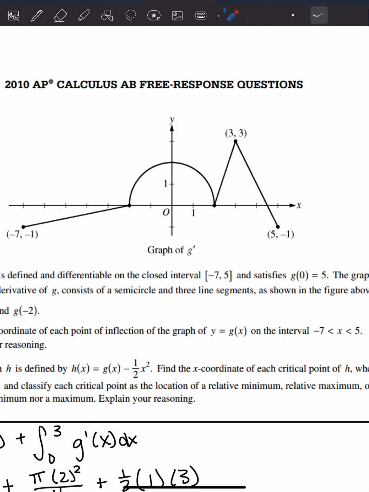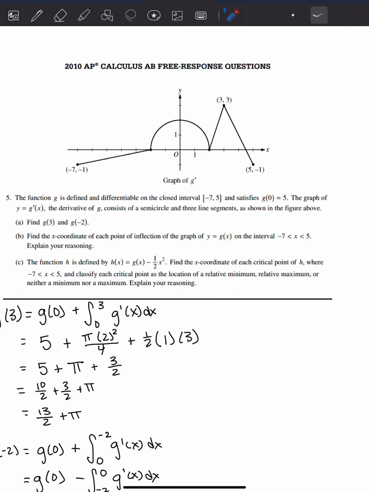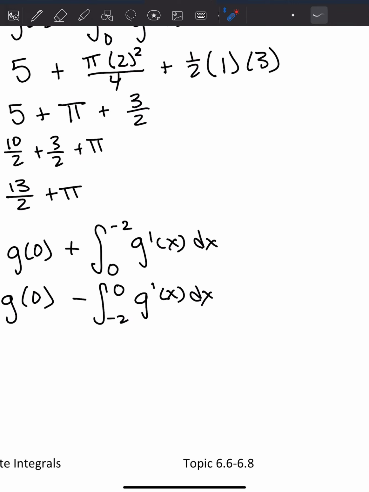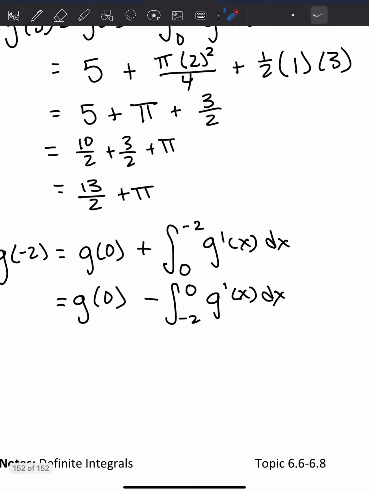So when we switch that interval around, it just adds a little bit more to our problem. So we know g of 0 is 5. And we also know from -2 to 0, we're looking at that semicircle again, but just a quarter of it. And we already know that that semicircle's area is pi because we already did all the work for that. So I know that g of -2 would be 5 minus pi.